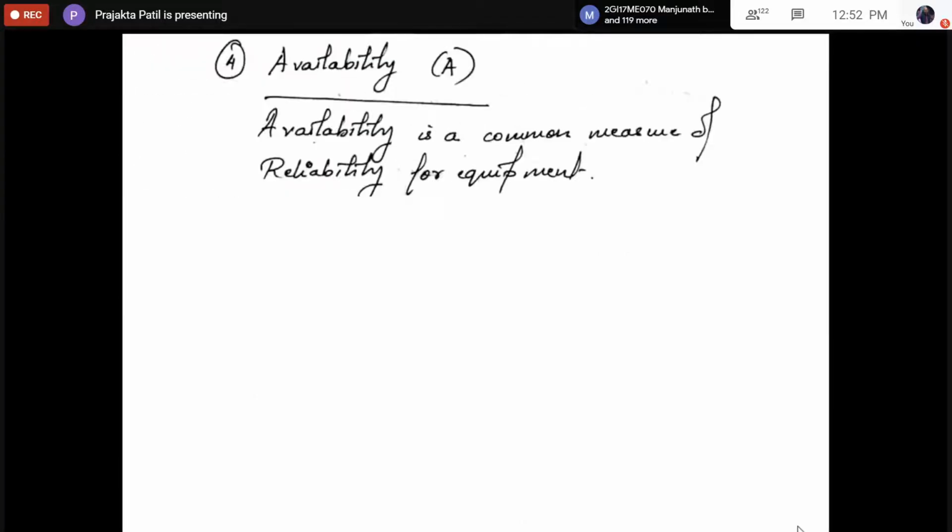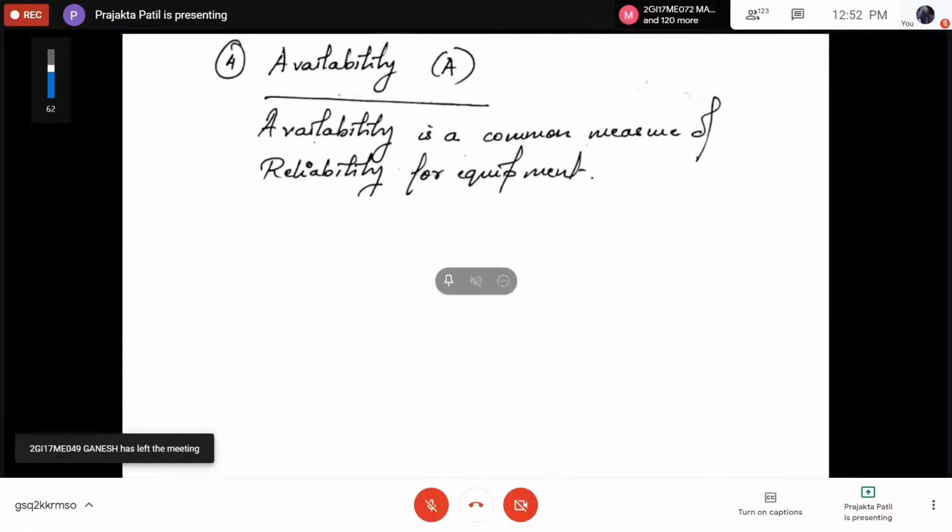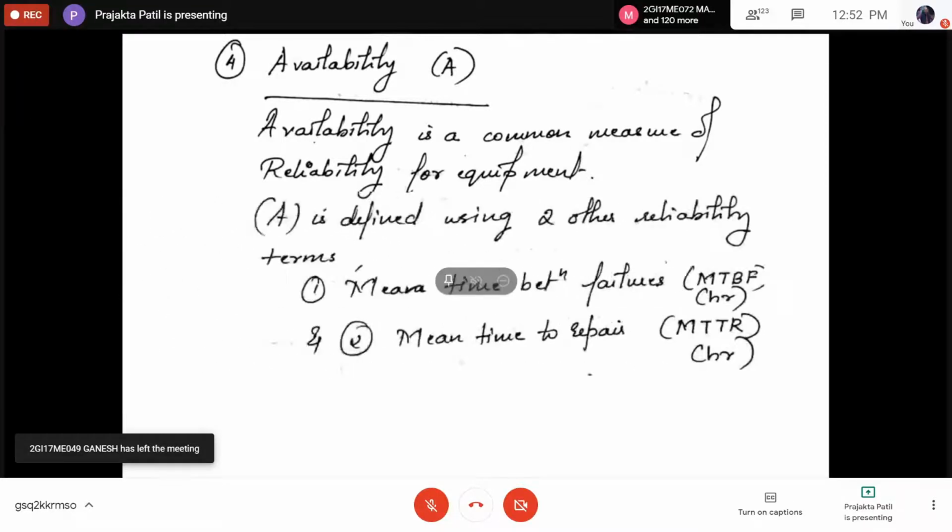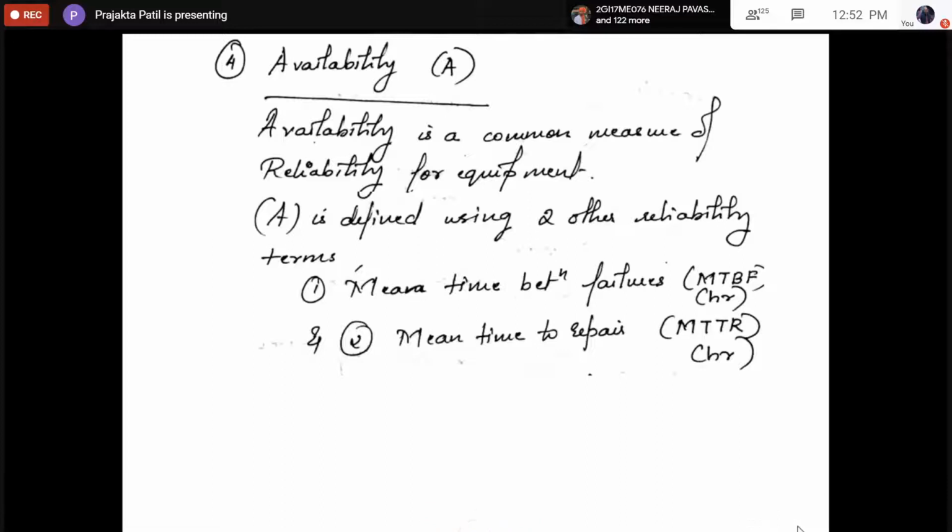Okay, so after utilization, the next performance measure is availability. Availability is a common measure of reliability for equipment. The word availability itself may be making it very clear as to what it means. It is with respect to the equipment, how much of the time it is available. So how do we find this availability?